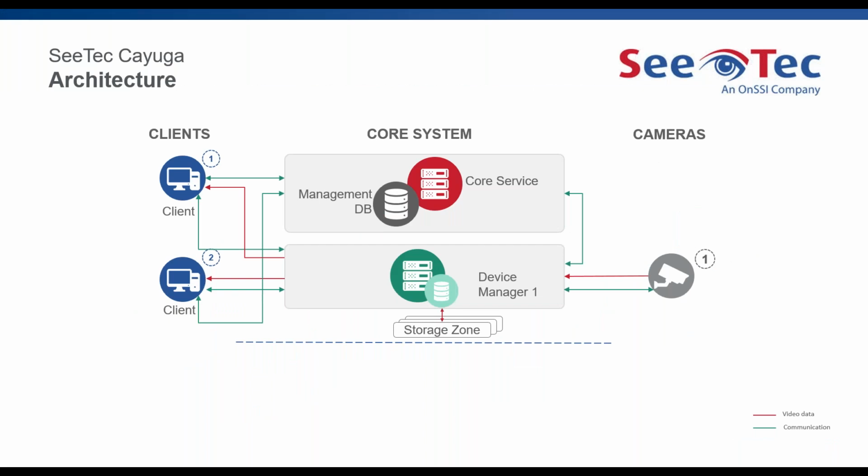Anyway, here's your basic Cayuga VMS. It's got a single DM that's for recording. It's got a core service running, and that's typically known as the CSM, the core service master. Every VMS has a core service master, and there's just one of those within the system.